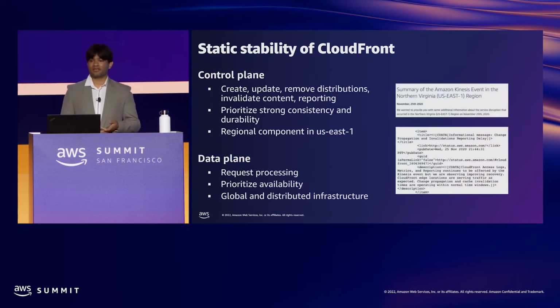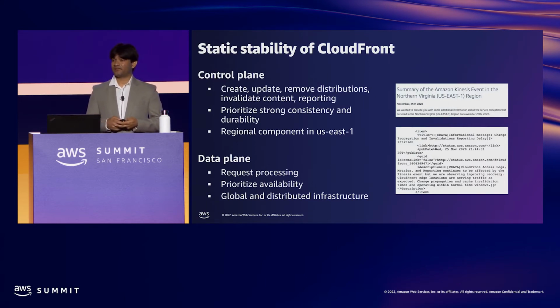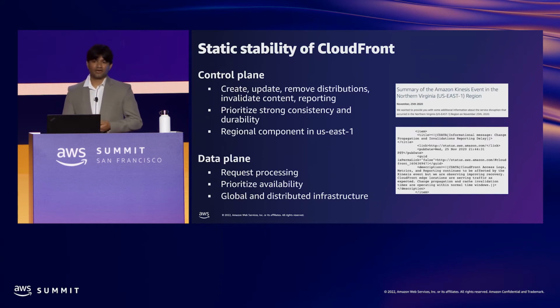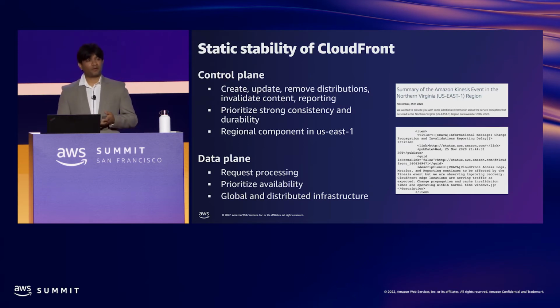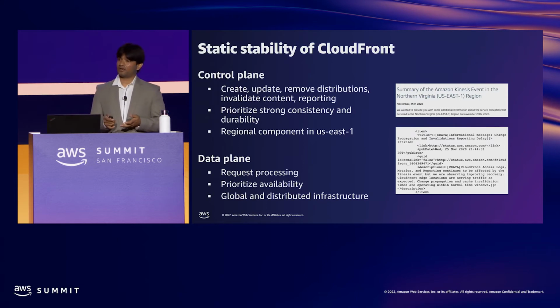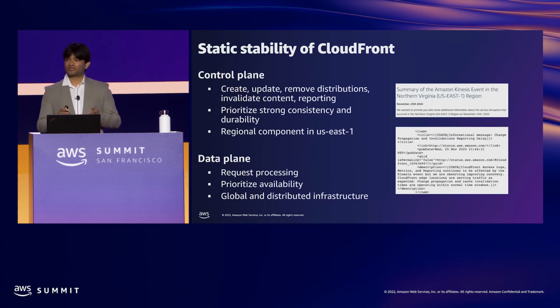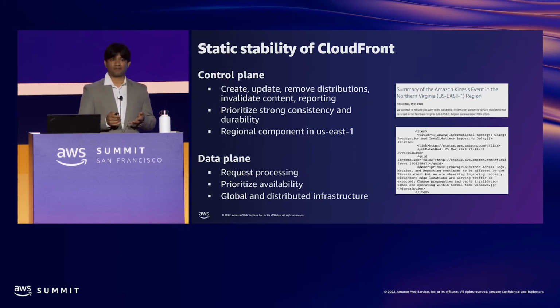The static stability of CloudFront can be explained through the Amazon Kinesis service event that happened in US East 1 that impacted multiple AWS services in November of 2020. For CloudFront, the control plane was impacted, meaning the time to propagate the changes was taking longer than usual. However, the data plane was running without any issues, serving traffic for your web applications.